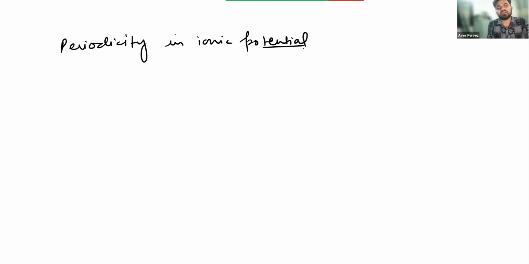Now we shall be discussing the periodicity in ionic potential. What do you mean by the word periodicity? Repetition of something after a regular interval is called periodicity. Everything that is happening along the period, we call it periodicity, or repetition of something.